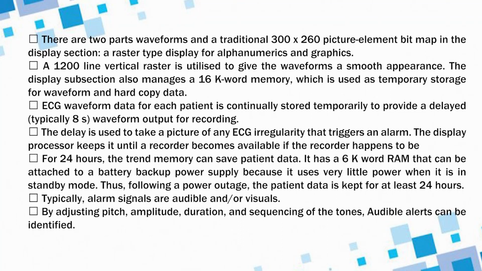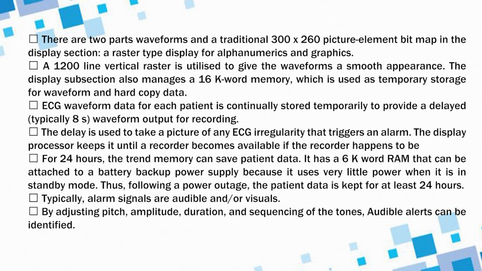For 24 hours, the trend memory can save patient data. It has a 6K word RAM that can be attached to a battery backup power supply because it uses very little power when it is in standby mode. Thus, following a power outage, the patient data is kept for at least 24 hours.